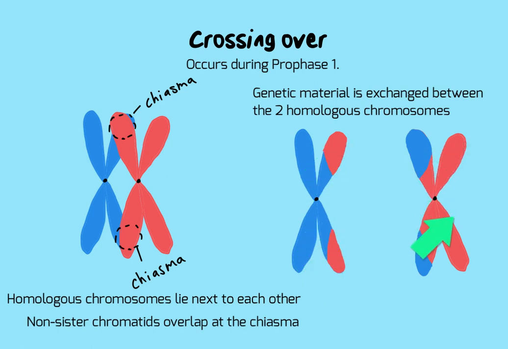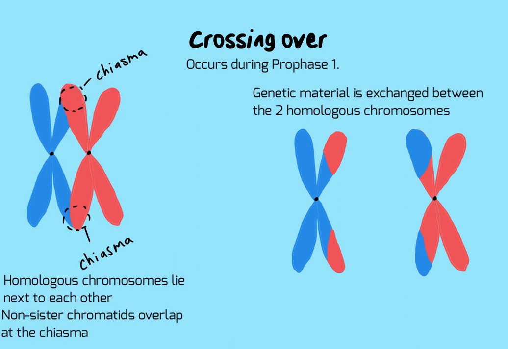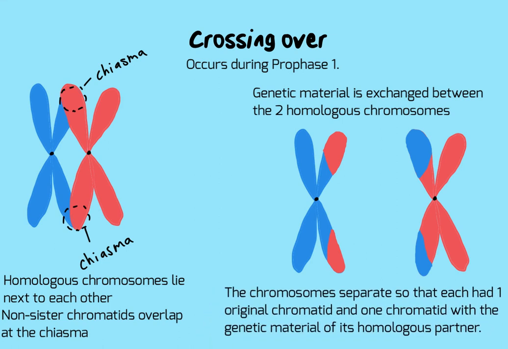So the same thing happens on the maternal chromosome. You have an original chromatid and some with genes from its homologous partner. So that would be the last thing you'd have to state, that the homologous chromosomes separate so that each has one original chromatid and one chromatid with genetic material from its homologous partner.